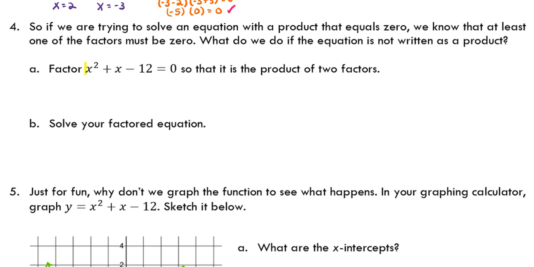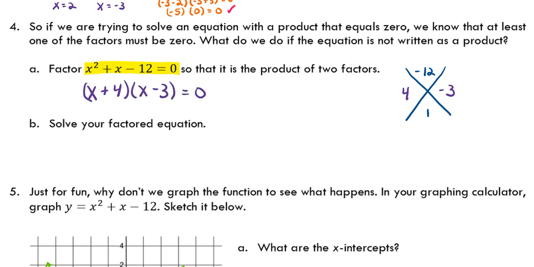So here I have a quadratic, x squared plus x minus 12 equals 0. And what I'm going to use is our crisscross AC method. I'm going to say what multiplies to negative 12 and adds to 1. And hopefully you're thinking, oh, positive 4 and negative 3. Which means that I can go ahead and factor to x plus 4 times the quantity x minus 3. So this is in factored form, and we have a product of two factors. X plus 4 is a factor, and x minus 3 is a factor.